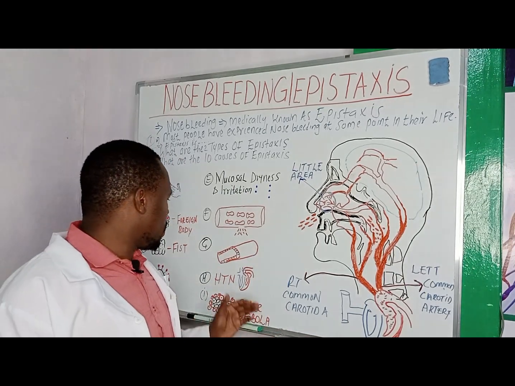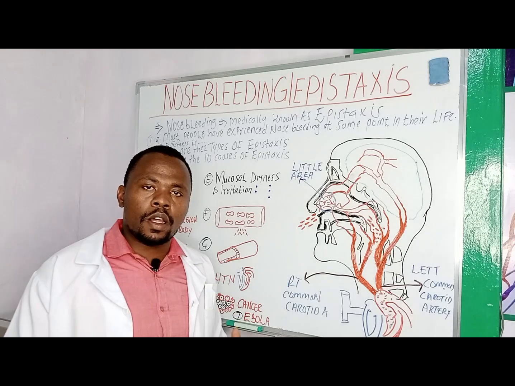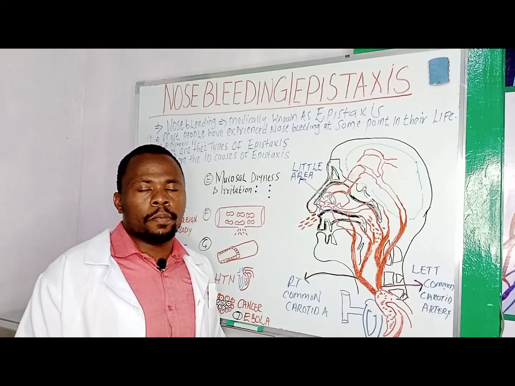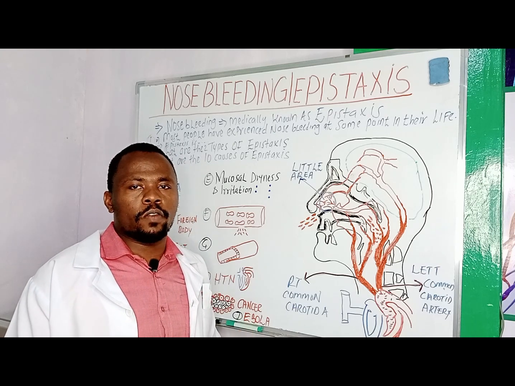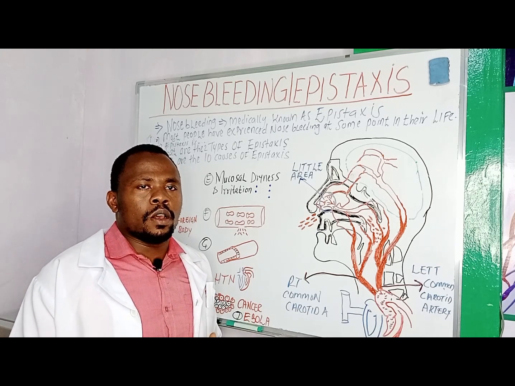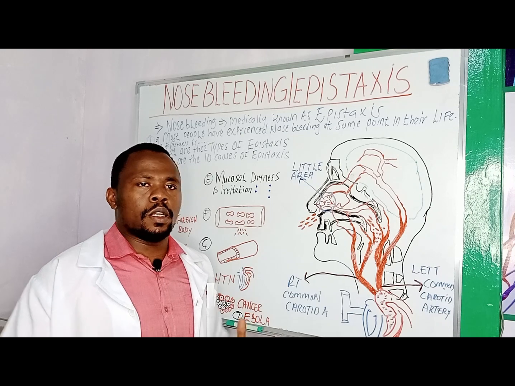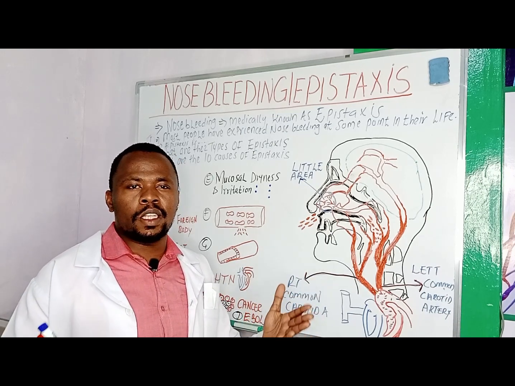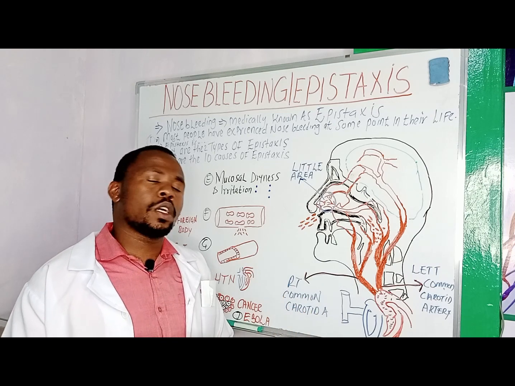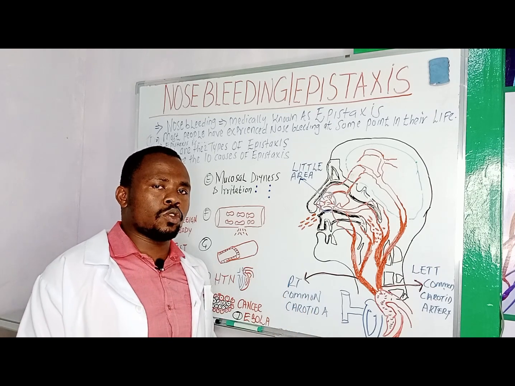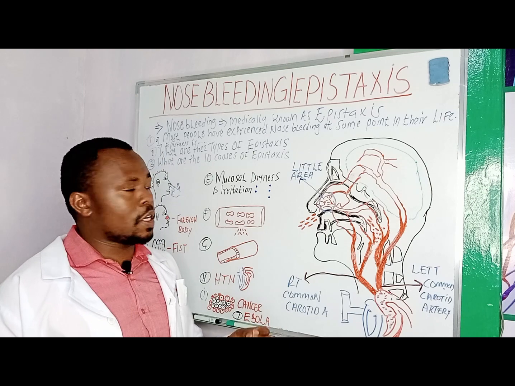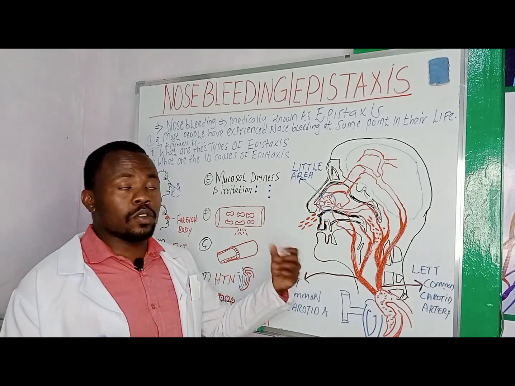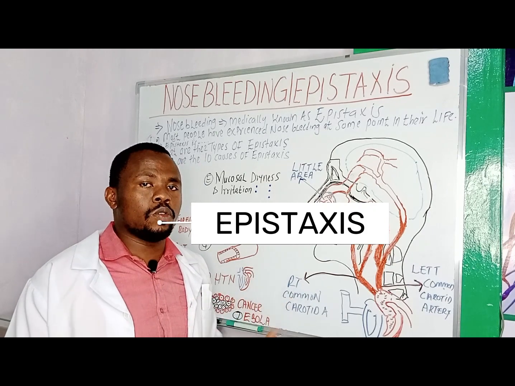Then another cause is hypertension. Hypertension is high blood pressure that is beyond 140/90. If your blood pressure rises sometimes above 180 systolic and above 110 diastolic, it can result in rupturing of the blood vessels. These include blood vessels around the nose, resulting in nose bleeding.